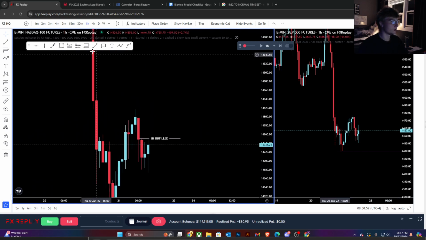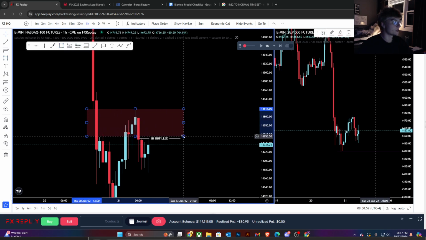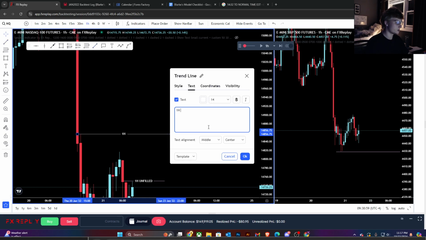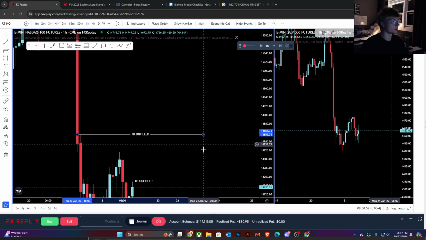But yeah, we are delivering right now from here. It's bearish hourly. Also gonna mark up this above here. It's an hourly unfilled fair value gap there. Gonna keep that marked up.